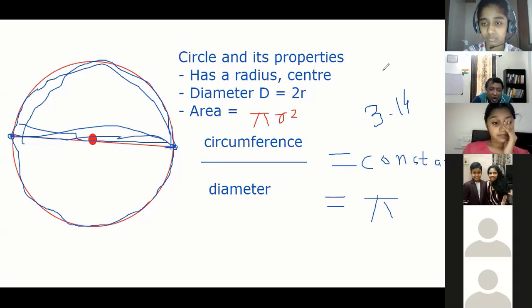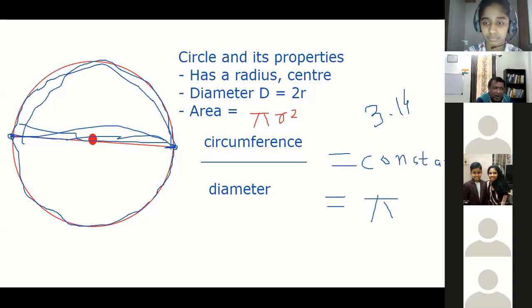So, the ratio of circumference to diameter is always constant. That is known as pi. Clear? The value of pi is 3.14 or 22/7. Pi is either 22/7 or you divide it, you get approximately 3.14. So why are we discussing this? We are discussing this because in circles, we are always going to use pi.